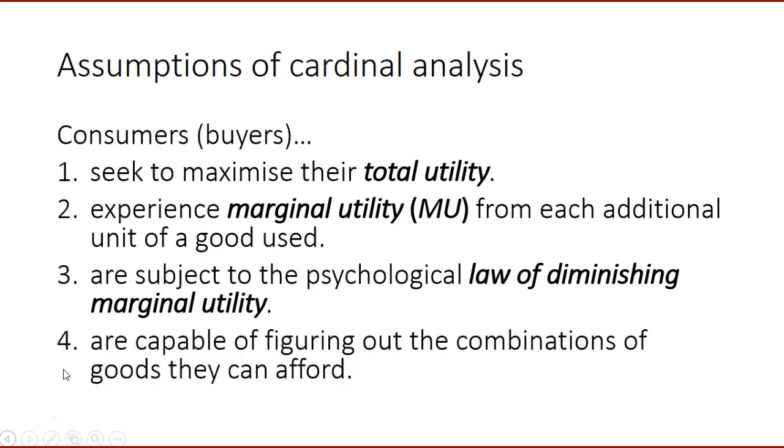And fourth, that consumers are capable of figuring out the combinations of goods that they can afford. They have that cognitive capacity to figure that out. This implicitly indicates that the buyer has a limited budget, a limited amount of money at their disposal to spend on goods and services. And furthermore, that the goods and services that they might want have prices that are greater than zero.